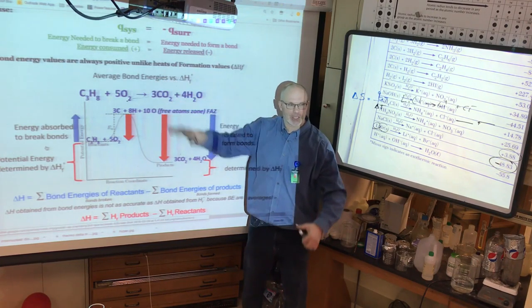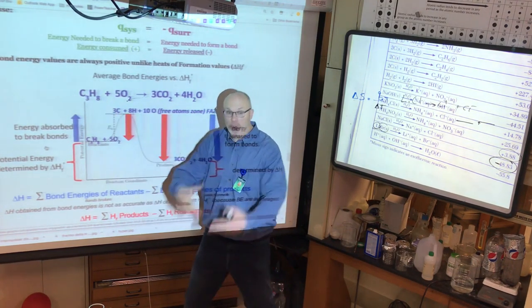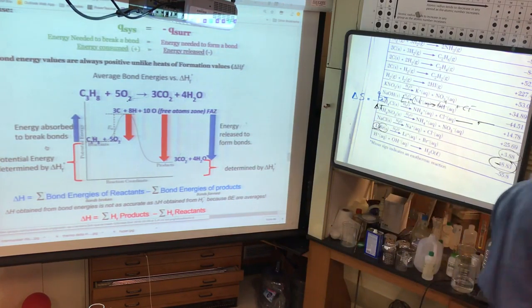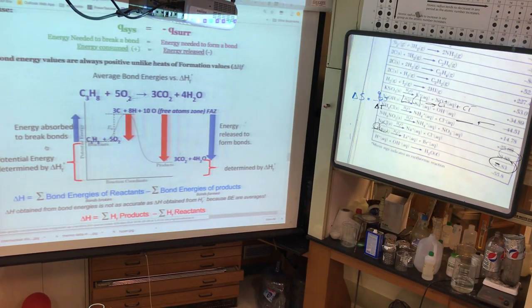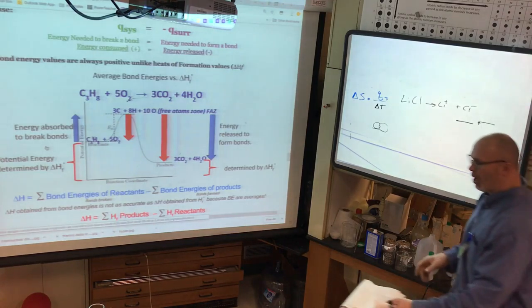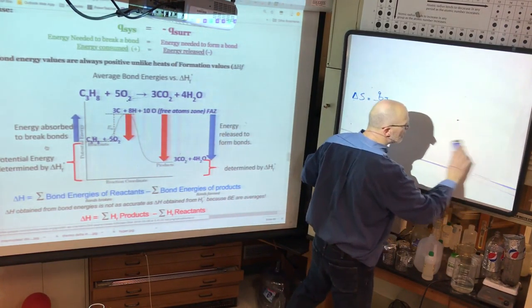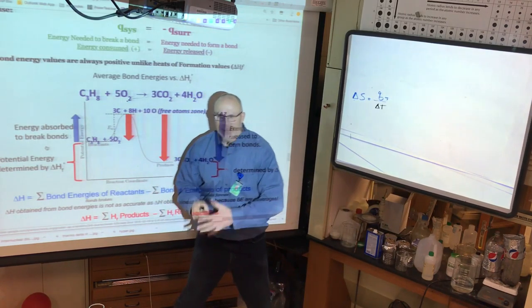Now, this is a reaction called combustion. We would call this heat of combustion or delta H of comb. Sometimes you'll see it that way. It's like, wait a minute, it's the heat of my comb? Okay, no. Comb means combustion. So remember, delta H has a lot of names, right?